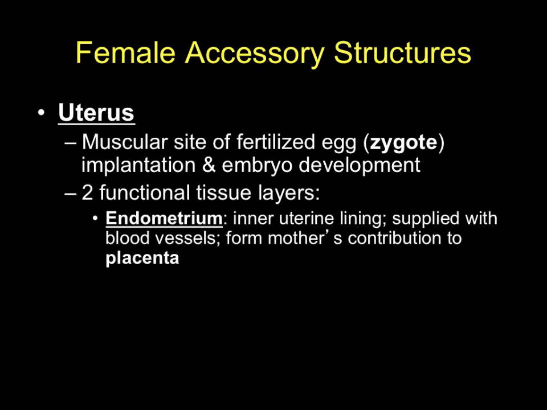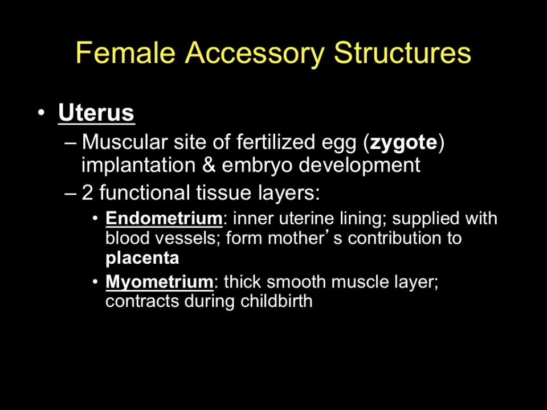Now the uterus is made up of a couple of layers of tissue here. We have an endometrial lining. This is the inner layer. This is a layer where eventually the zygote will implant. It's very, very rich in blood vessels, and this is also the part of the uterus that's going to contribute to the female's contribution to the placenta. Placenta is a combination of both embryonic tissue as well as maternal tissue. So mom's contribution is going to be the endometrial lining of the uterus.